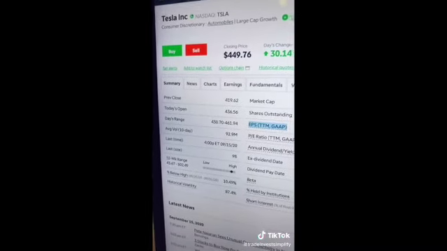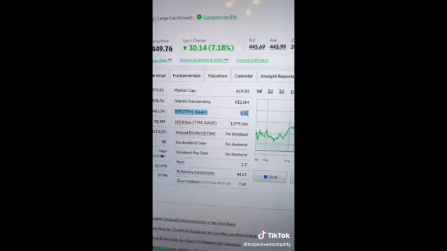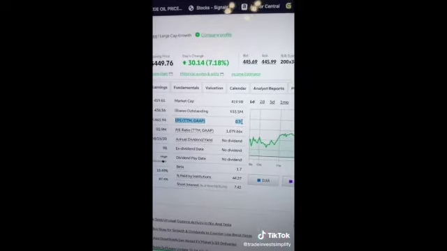Let's talk about EPS, or earnings per share. Earnings per share is also such a popular metric for valuing a stock that just like the P to E ratio, you can also find it on the summary page of any stock you're looking at. In fact, we're still on Tesla. Earnings per share is right above the P to E ratio.